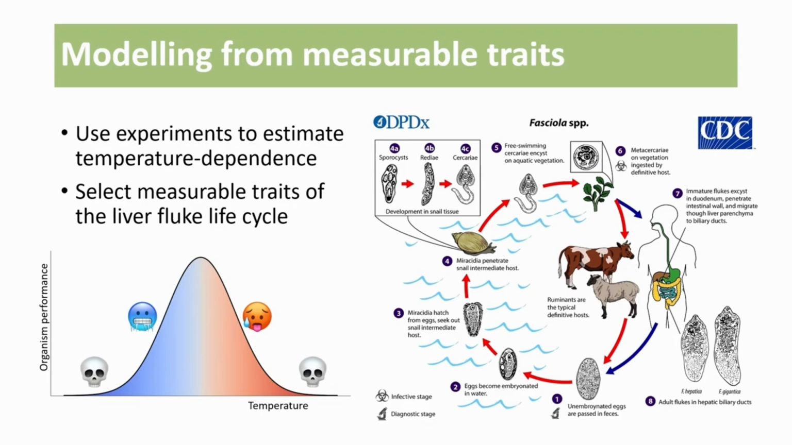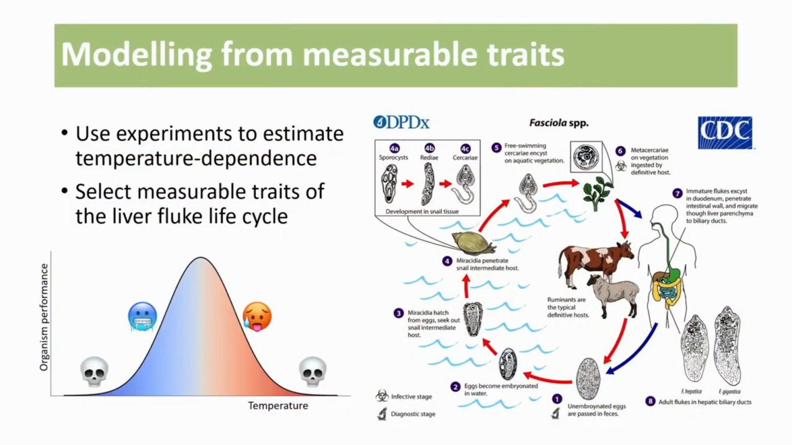So again, on the right is the transmission cycle, and you can see there are many stages where the parasite is outside, exposed to the weather. Already after excretion, the eggs need to hatch, which they do in the water. Then they need to get inside the snail, develop inside the snail, and then swim and encyst on the vegetation. All of these are traits, and we can keep these parasites in the lab and measure them.